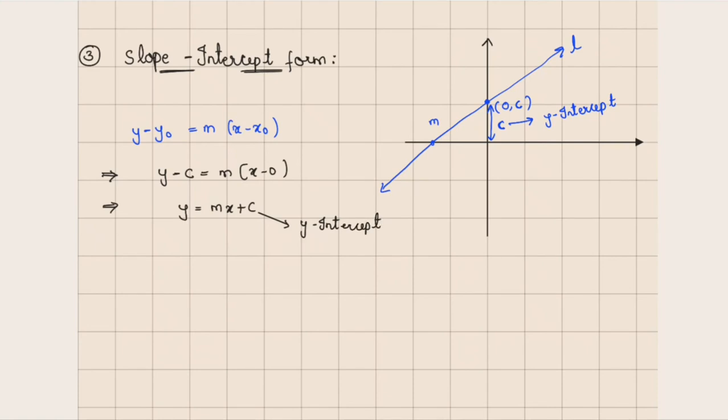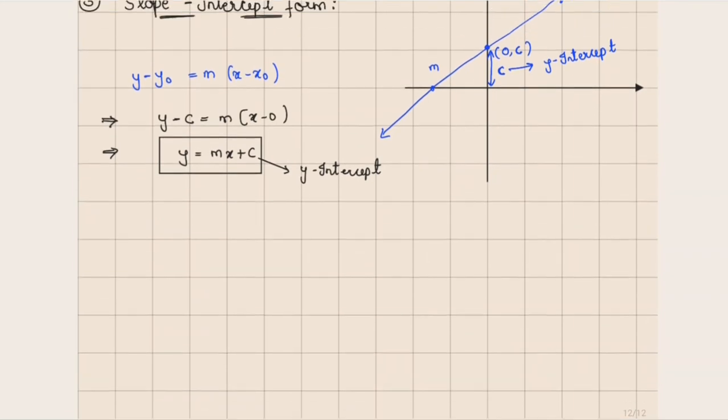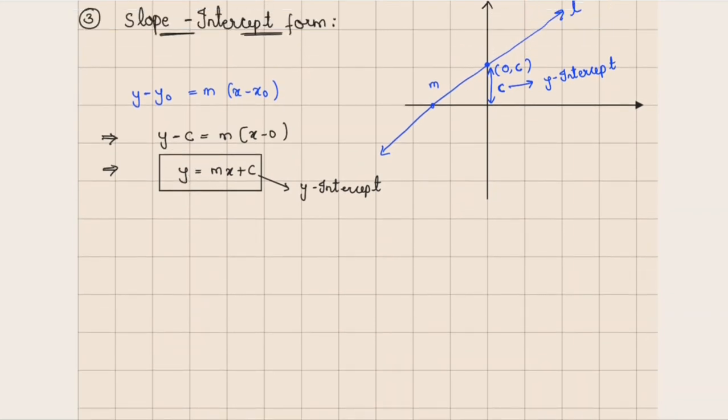These all represent the same line, but under different conditions. You must remember that. Okay, so the line looks like y equal to mx plus c, where c is the y-intercept.